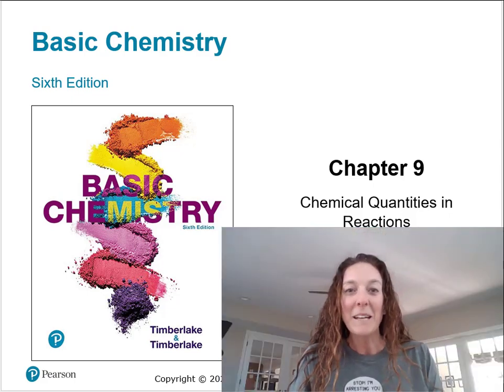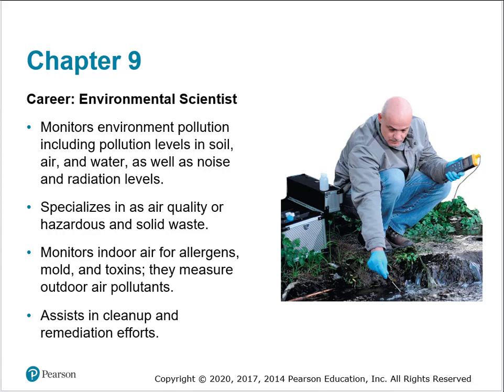Let's get started on Chapter 9. This chapter's career focuses on an environmental scientist. They monitor environmental pollution, including pollution levels in the soil, air, and water, as well as noise and radiation levels. They specialize in air quality and hazardous and solid waste. They monitor indoor air for allergens, mold, and toxins, and measure outdoor air pollutants. And they help in cleanup and remediation efforts.